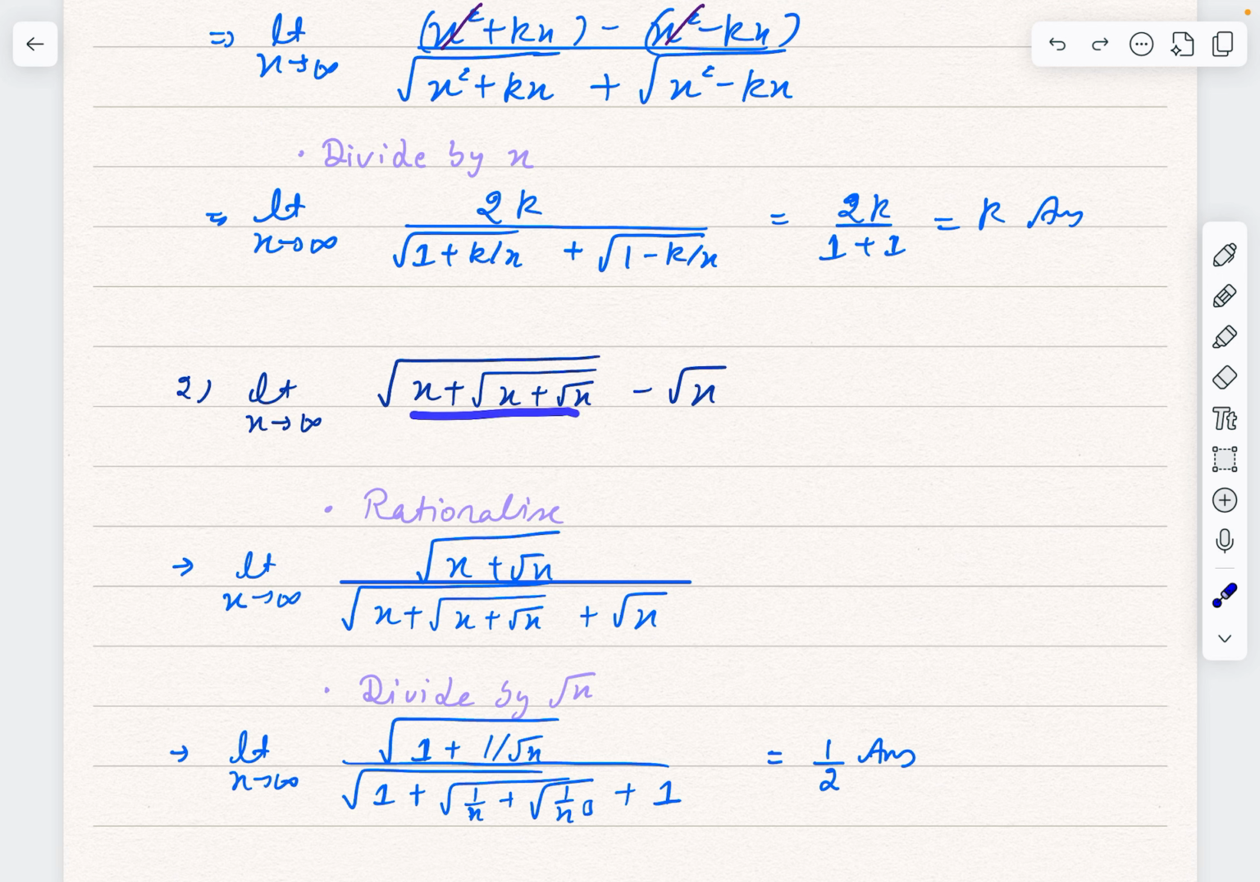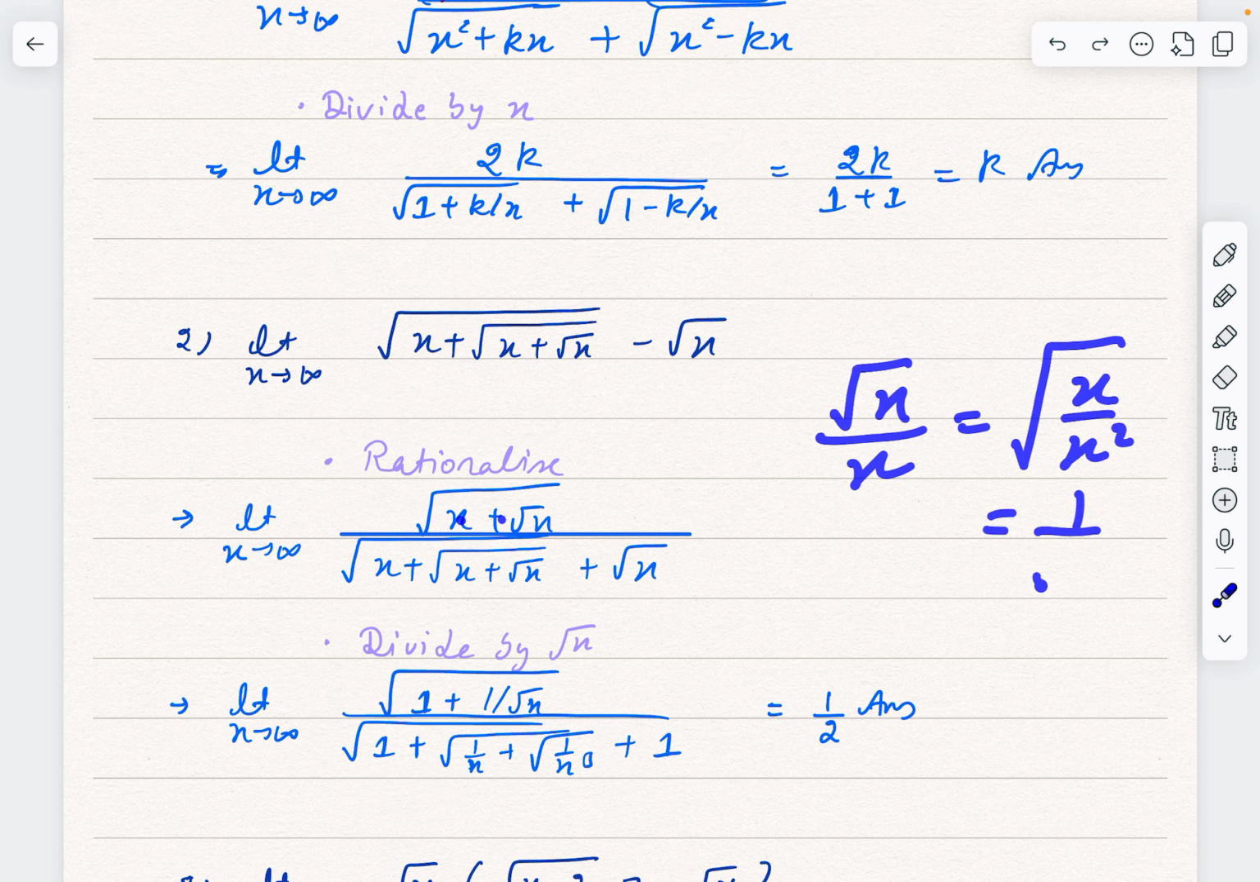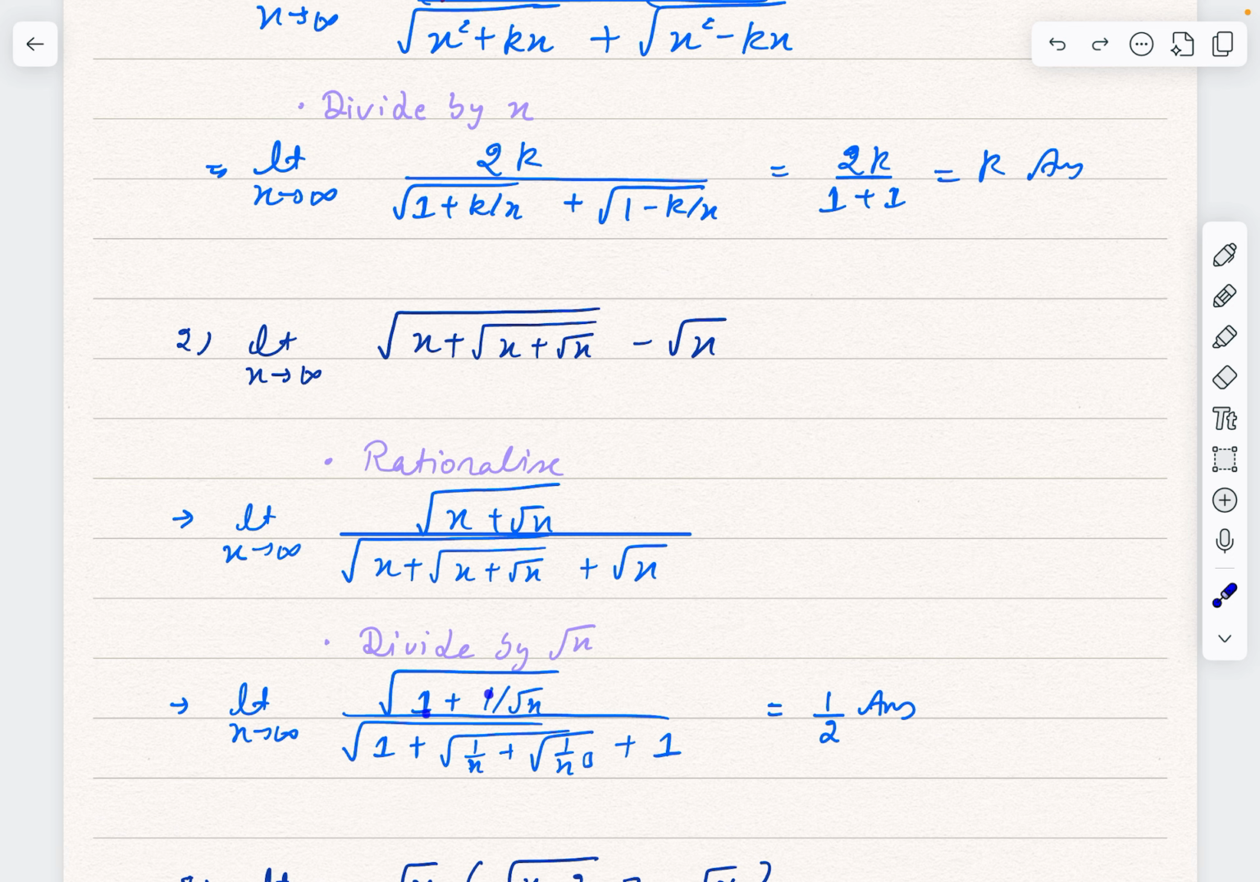When you rationalize, you'll get x plus square root of x plus square root of x minus x. So this x and x get cancelled out. In the numerator, you get root of x plus root of x. In the denominator, you get root of x plus root of x plus root of x plus root of x. Now the most dominant term here will be root x only. So we just divide by root x both sides. See, when you divide by root x, it becomes 1 plus. Now this will be root x by x. So inside the root, you get x by x square, which will become 1 by root x. So you get square root of 1 plus 1 by root x.